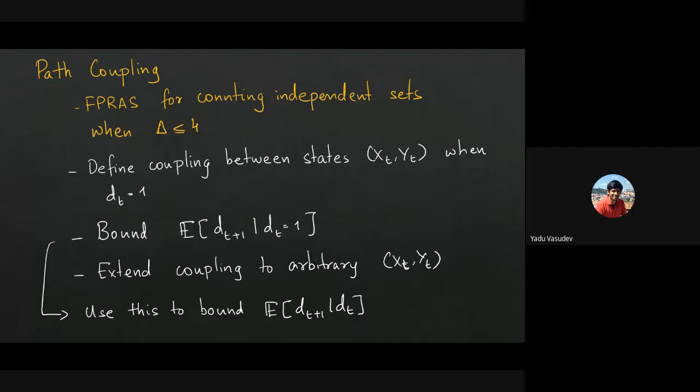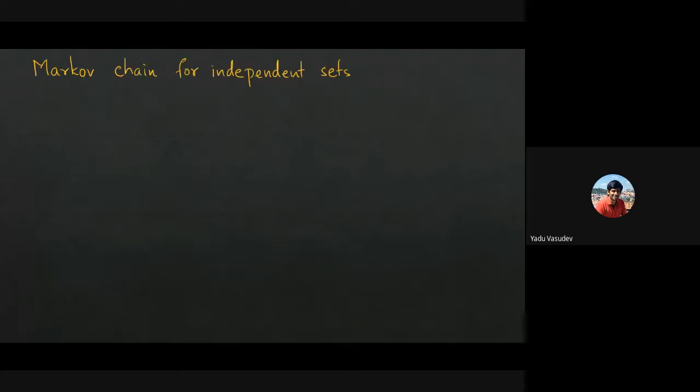Okay. So let's start with the Markov chain for independent sets. This Markov chain is going to be different from the Markov chain we saw when we first studied independent sets. There we had a very simple Markov chain where you take a vertex and you check whether it can be added or deleted, right? You either take out a vertex or you add a vertex and so on. We had a very simple Markov chain.